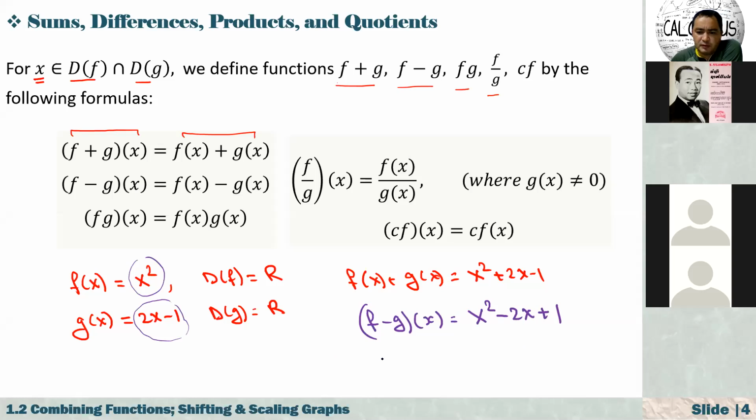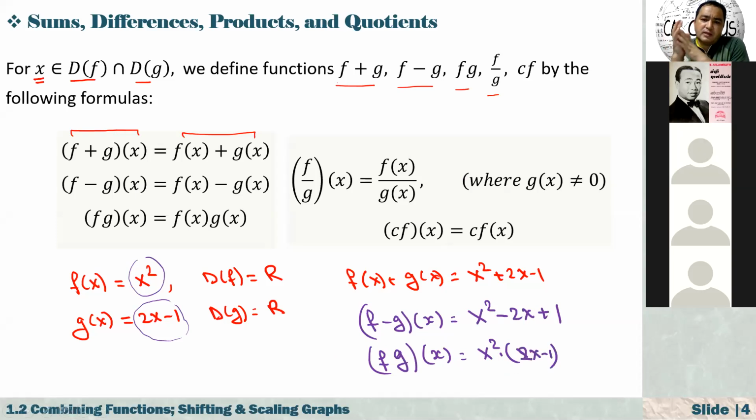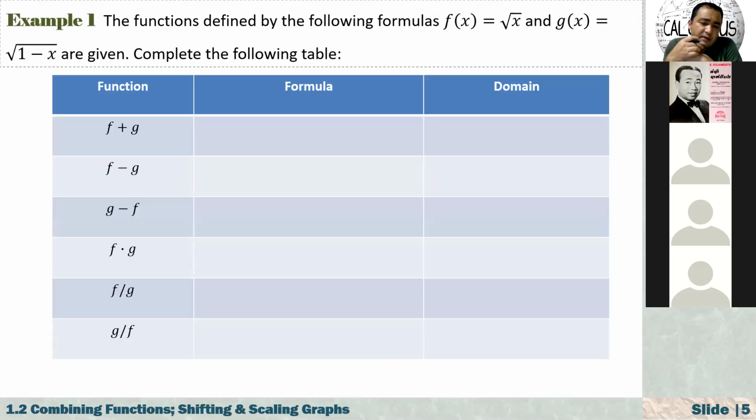And in this way we can also multiply. How about here we have fg of x? That is x squared times 2x minus 1. So in this way we can combine two functions by adding them, or by subtracting one function from another. And make sure that when we combine functions in this way, their domain will be the intersection of their domains. Now we will see them in this example.